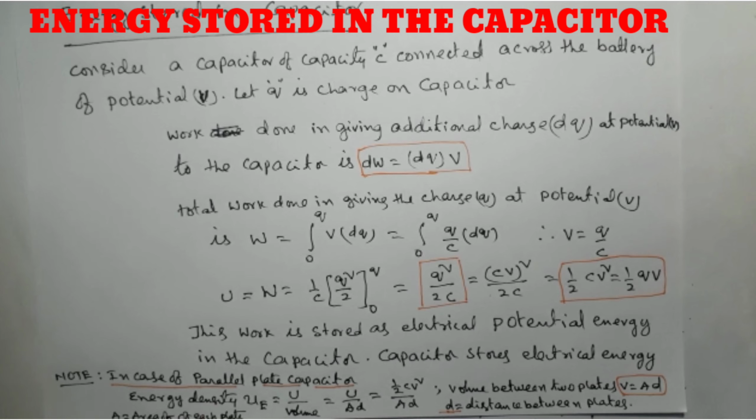In case of a parallel plate capacitor, energy density is the energy stored between the two plates of the parallel plate capacitor per unit volume. U by AD, where AD is the volume between the two plates. A is the area of each plate, D is the distance between the two plates. U equals half CV square by AD. So substitute the formula of C: C equals epsilon naught A by D can be taken.